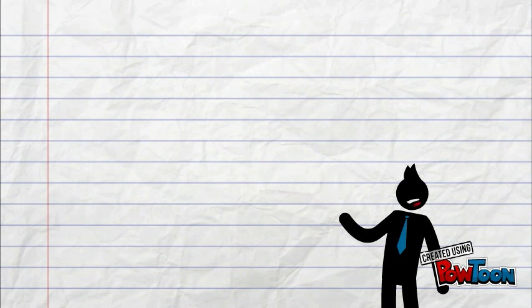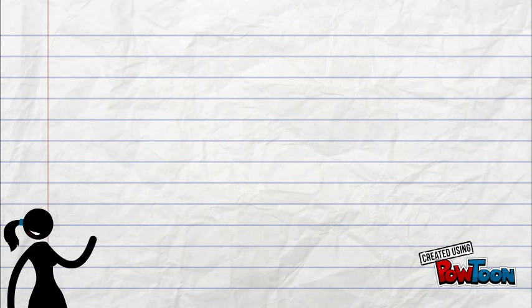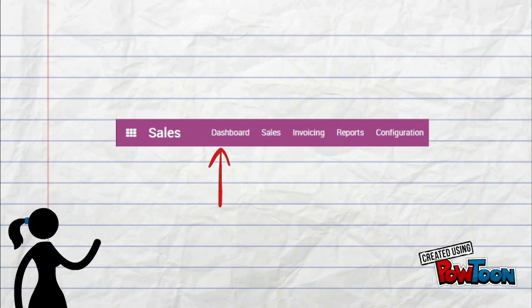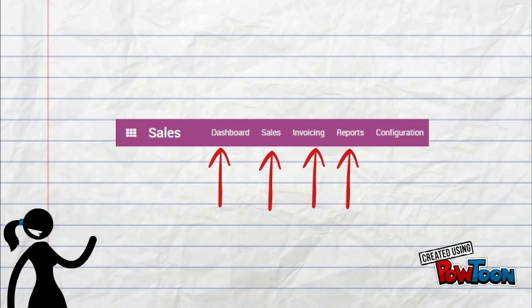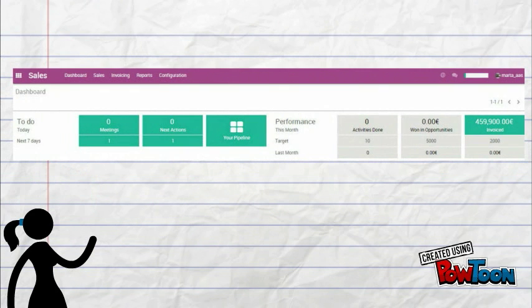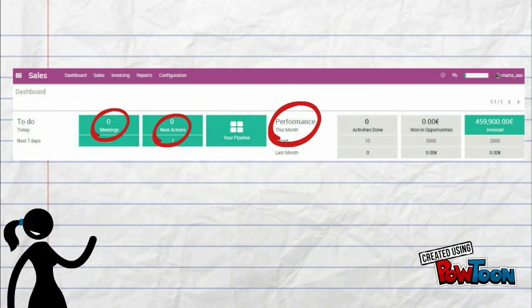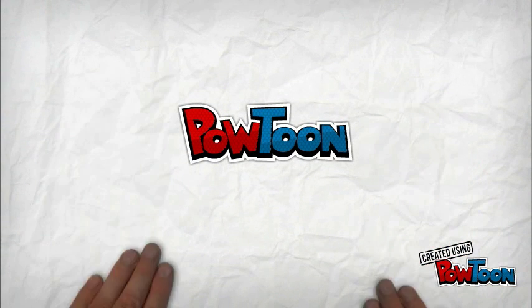Oh, this is all very interesting. Could you please tell me more? Yes, in the sales we have 5 sections: the dashboard, the sales, the invoicing, the report, and the configuration. In the dashboard we have an overview of everything that is done with the sales, from meetings to new actions and performance indicators. Created using Powtoon.